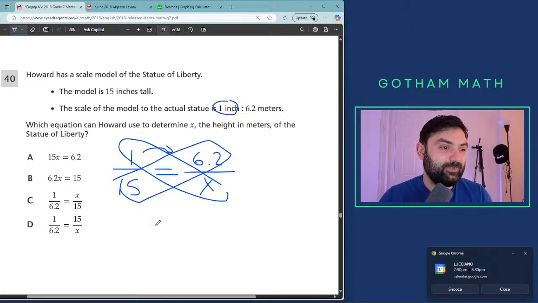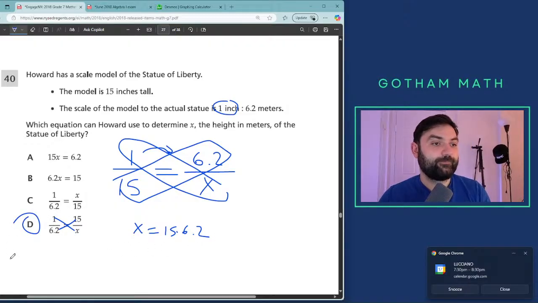Do we have something like this? We actually do. Because what matters is which numbers are across from each other. If there is 1 across from the x and 6.2 across from the 15, that's what we need, okay? Because it's going to be x times 1 technically equals 15 times 6.2, right? And there's only one choice that will give us that, it's D. Okay, proportion. Using a lot of proportions.